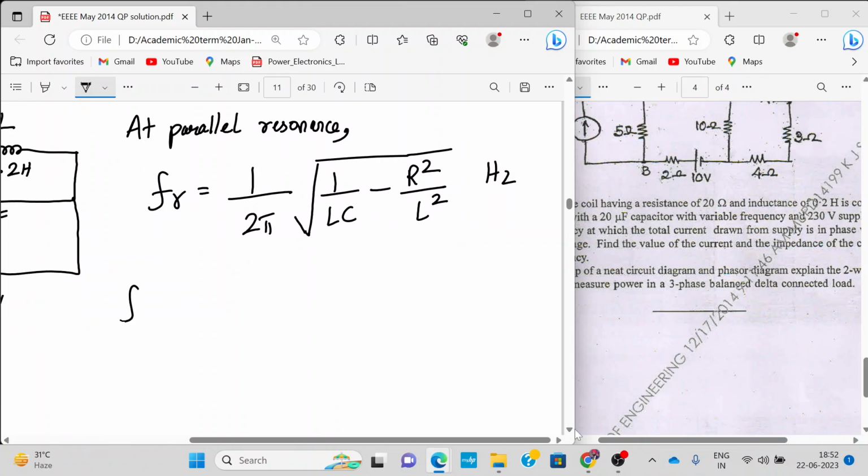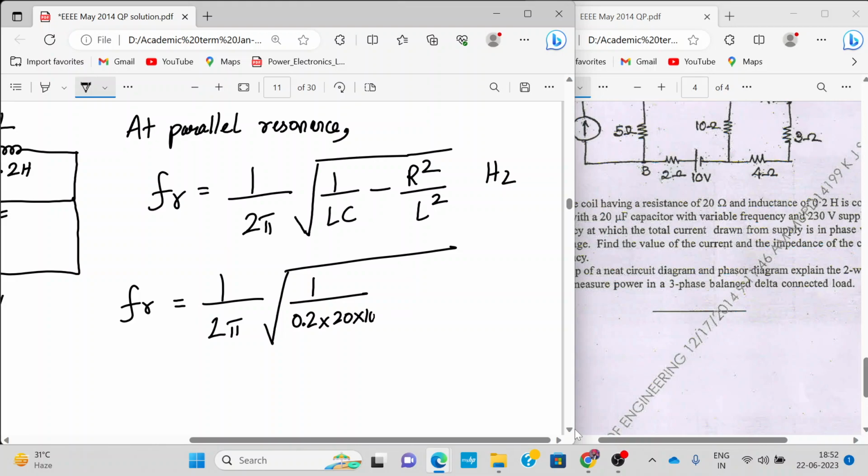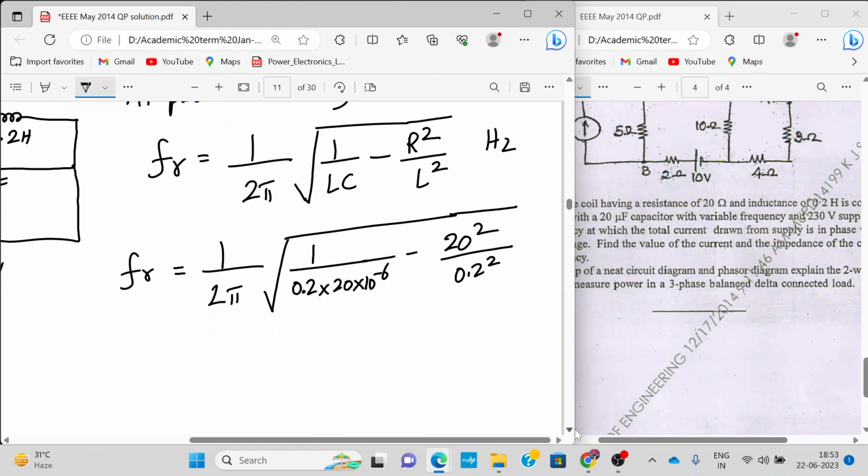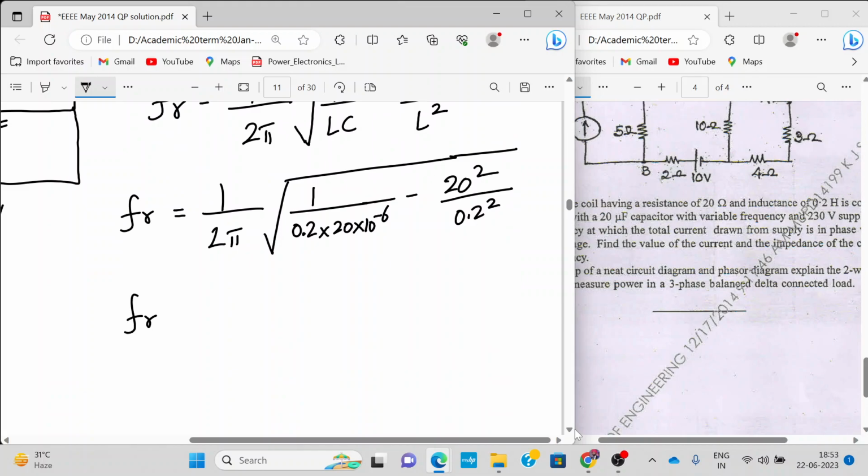Obviously you need to substitute the values to get the answer. So be very patient because it's a very simple numerical. You have to be more patient in it. 0.2 into 20 microfarad, because here there is 10 raised to minus 6, so chances of mistake are very high. This is 20 square divided by 0.2 square. So do it very calmly. You will eventually get a proper answer.